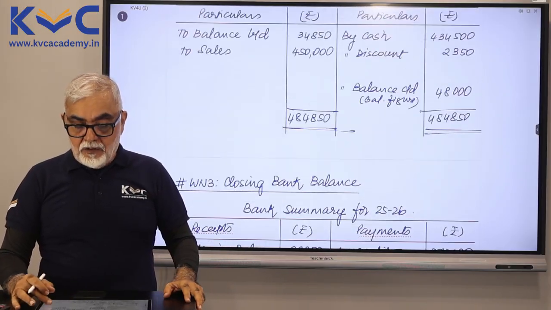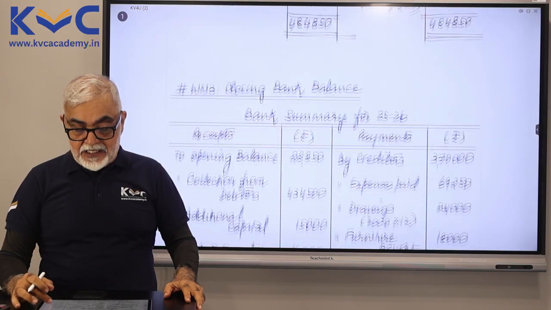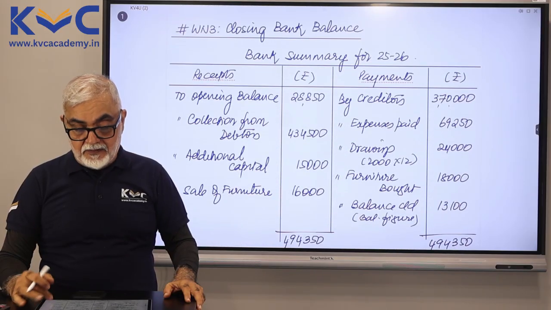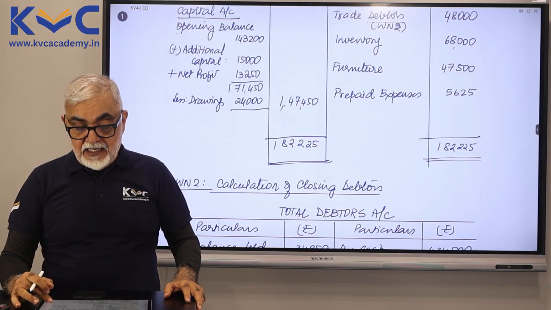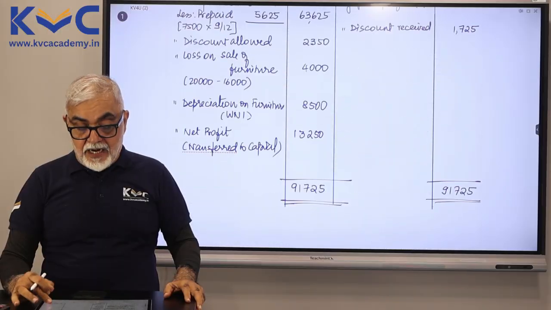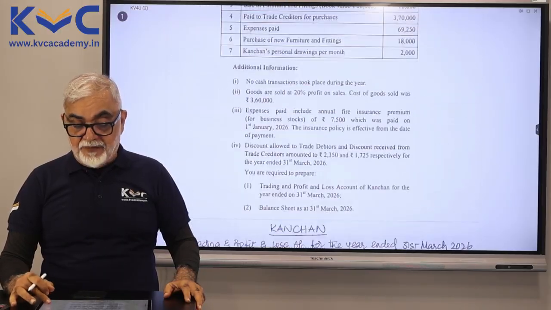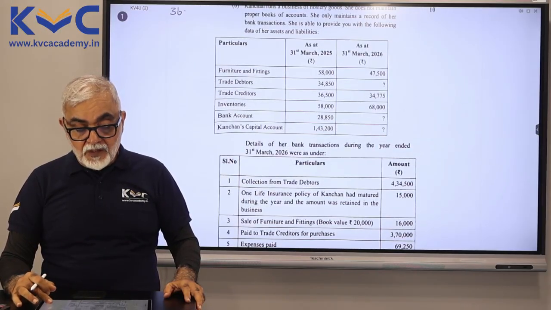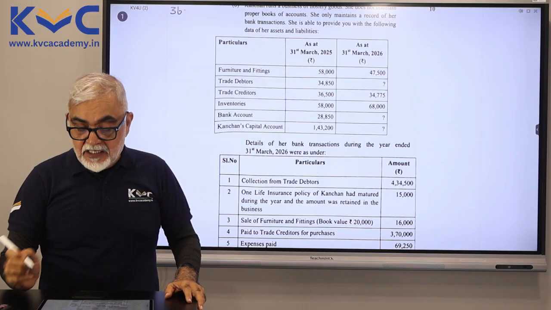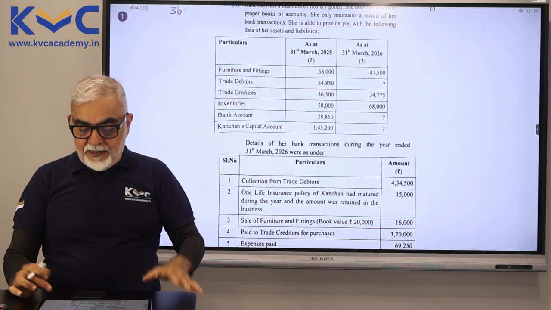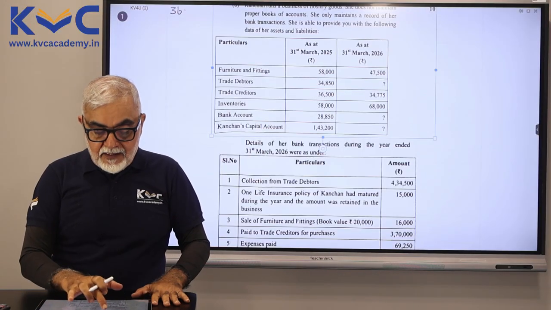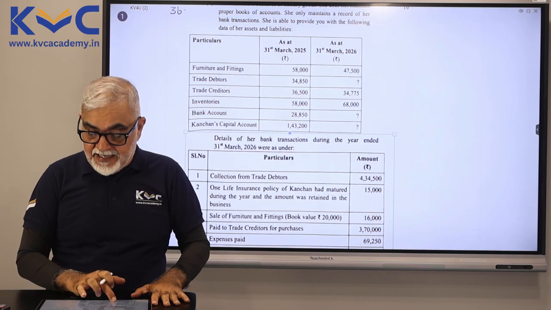Now, how did I get the depreciation on furniture is the question. See, if I open the furniture account, what is given to me as far as furniture is concerned? The balance was 58,000. Furniture. The balance was 58,000.